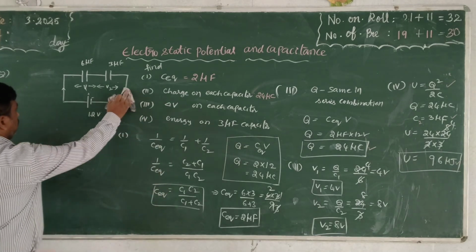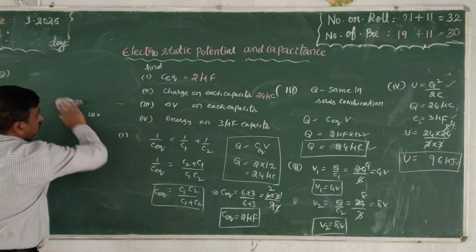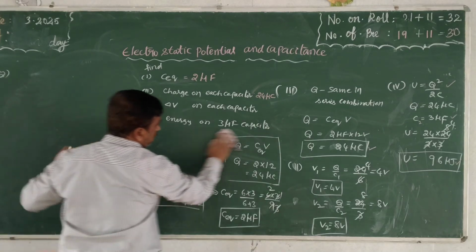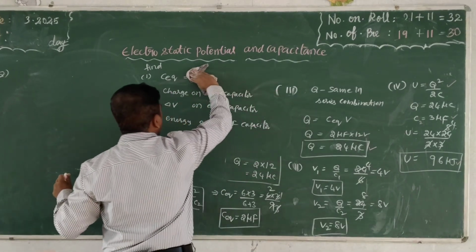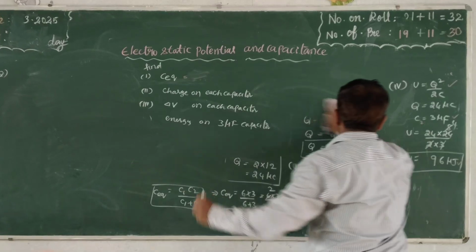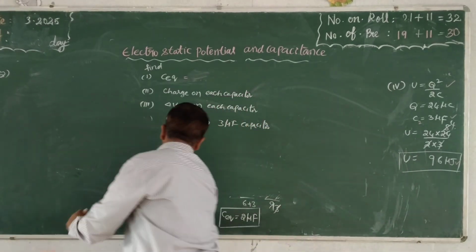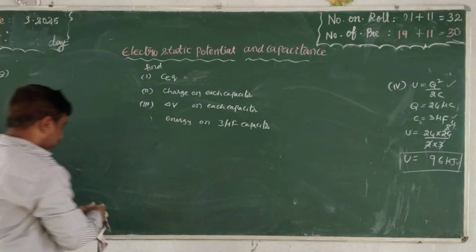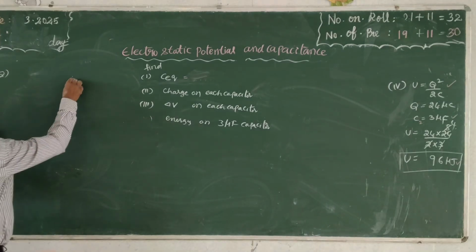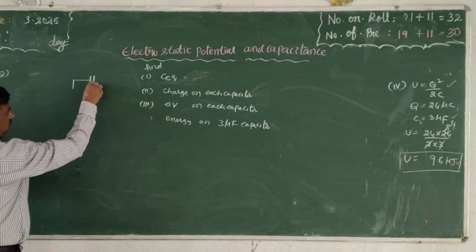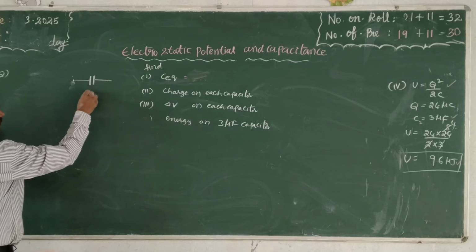Now we can do the next one, the parallel combination. One problem we can do: the parallel combination problem is the same, but the capacitors are different. See, in this case, parallel combination. We can take here 3 capacitors, it is one, and another one.